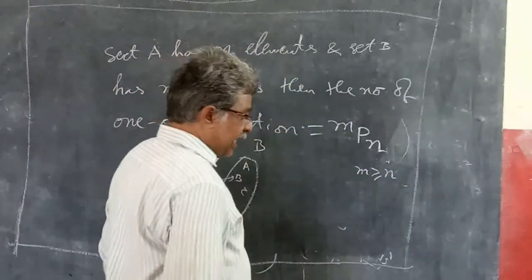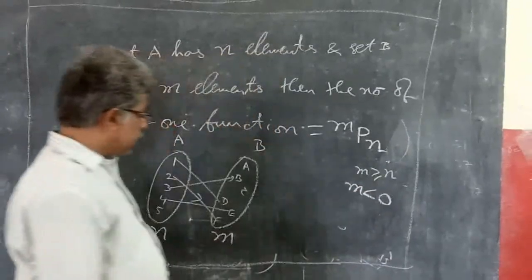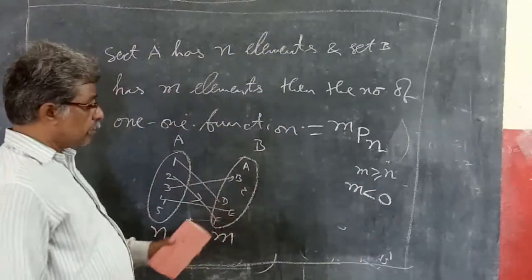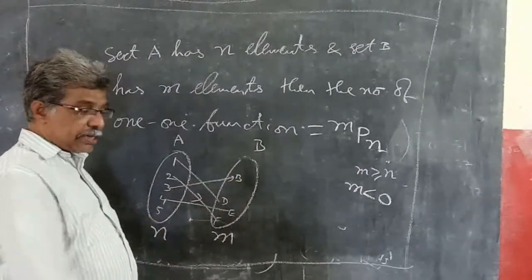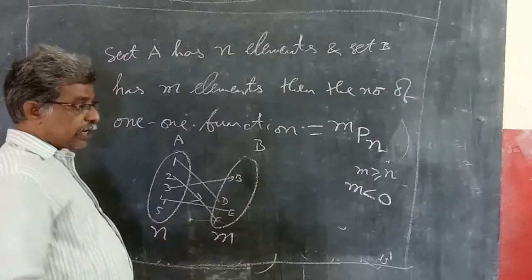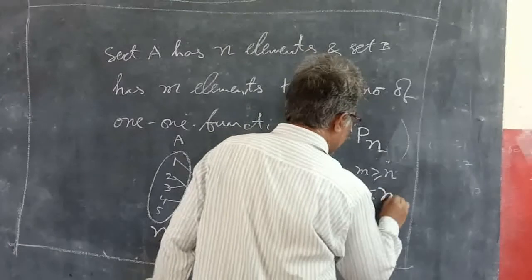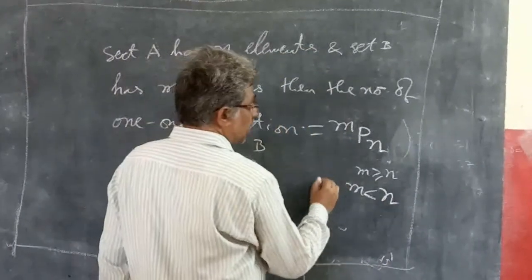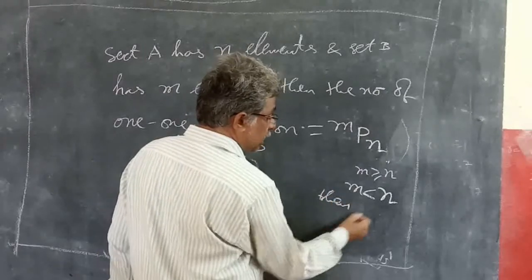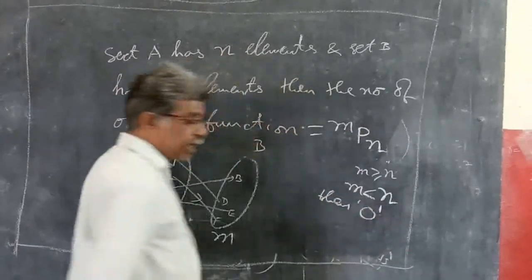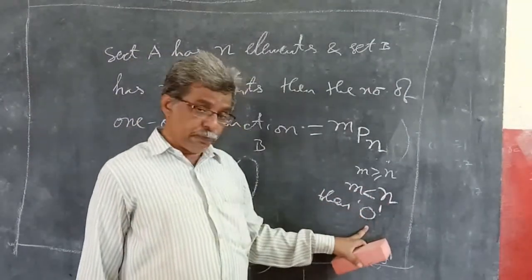If M is less than N, then you can't get any one-one functions. If it is 4 elements only, how can I map 5 elements to unique elements? So I can't get one-one. If M is less than N, then the number of one-one functions is 0.